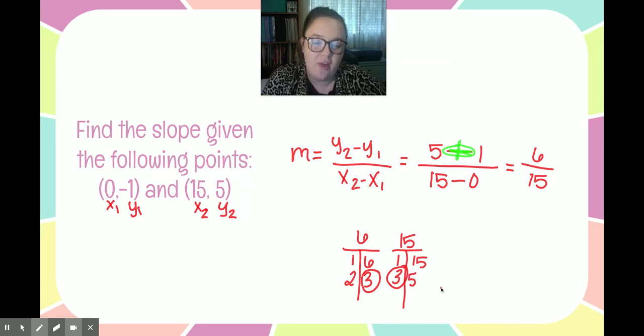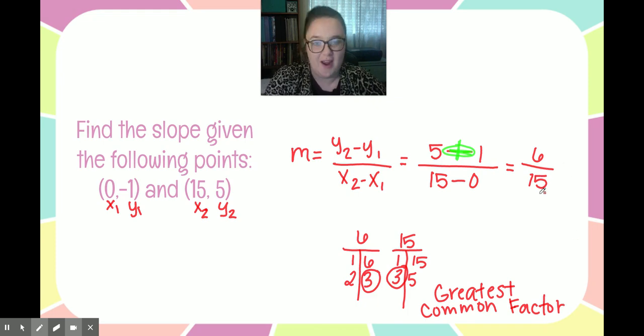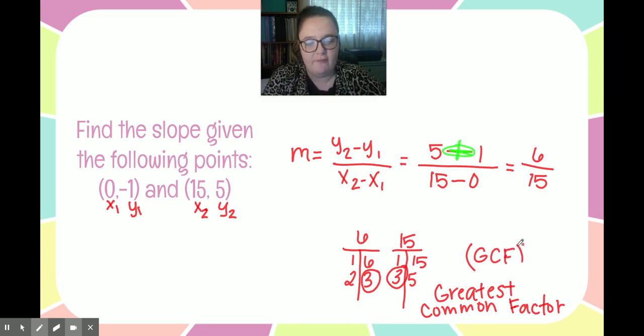So I call that something called the greatest common factor. That's what you are doing there, and that's what I'm doing when I say, can both of these be divided by the same thing to simplify this fraction? Greatest common factor, sometimes people refer to that as GCF for short, right?